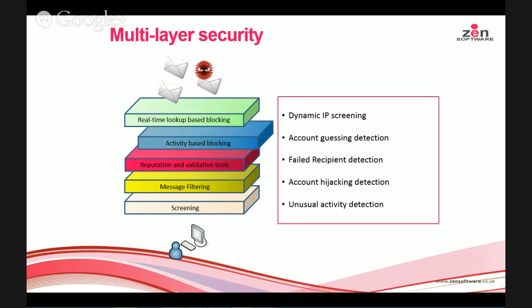Then you might look at activity-based blocking. So we're not now looking at what's in the message. We're looking at who's connecting to us and how often they're connecting to us. Are they trying to guess email addresses? Are they trying to guess account logon details? Are they trying to authenticate with the server? If they have authenticated with the server, are they sending an unusual volume of email? That's anti-hijack, account hijack detection.